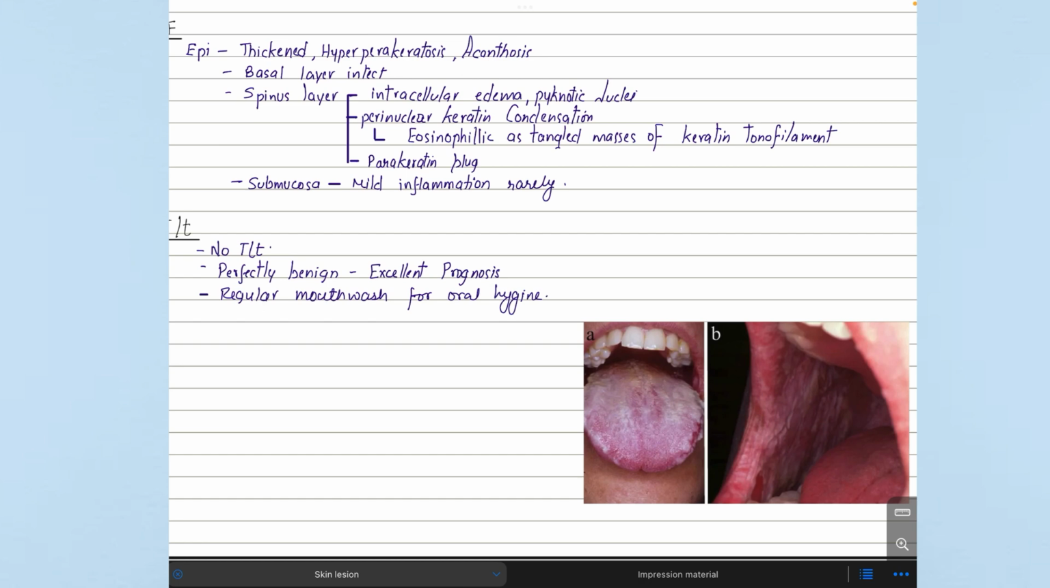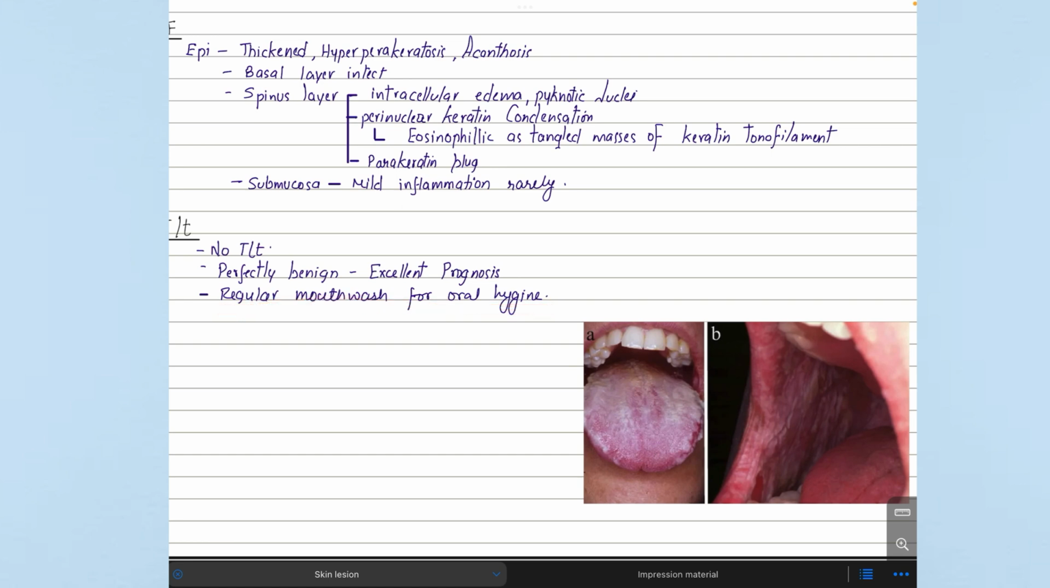In the submucosa, mild inflammatory cells can be seen, but usually not, because it's a congenital disease. Inflammation will be very rare. You may find inflammation secondary to this pathology. Treatment: there is no specific treatment for this. It is a benign lesion, so minor surgical treatment, sometimes scraping of the lesion, will be sufficient. Prognosis will be very good. Regular mouthwash for oral hygiene can be used.